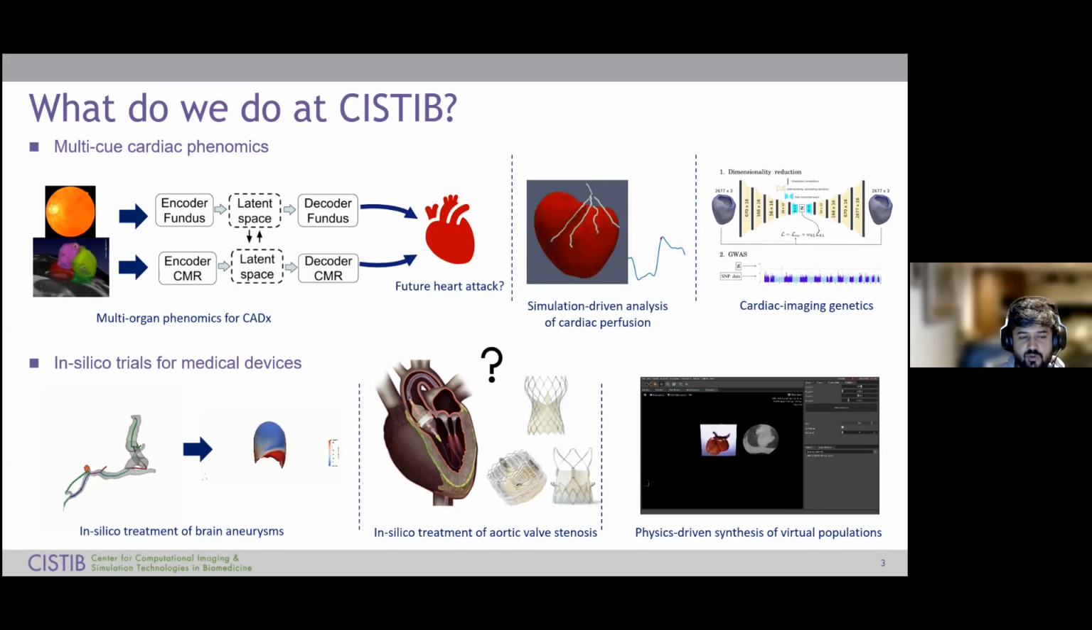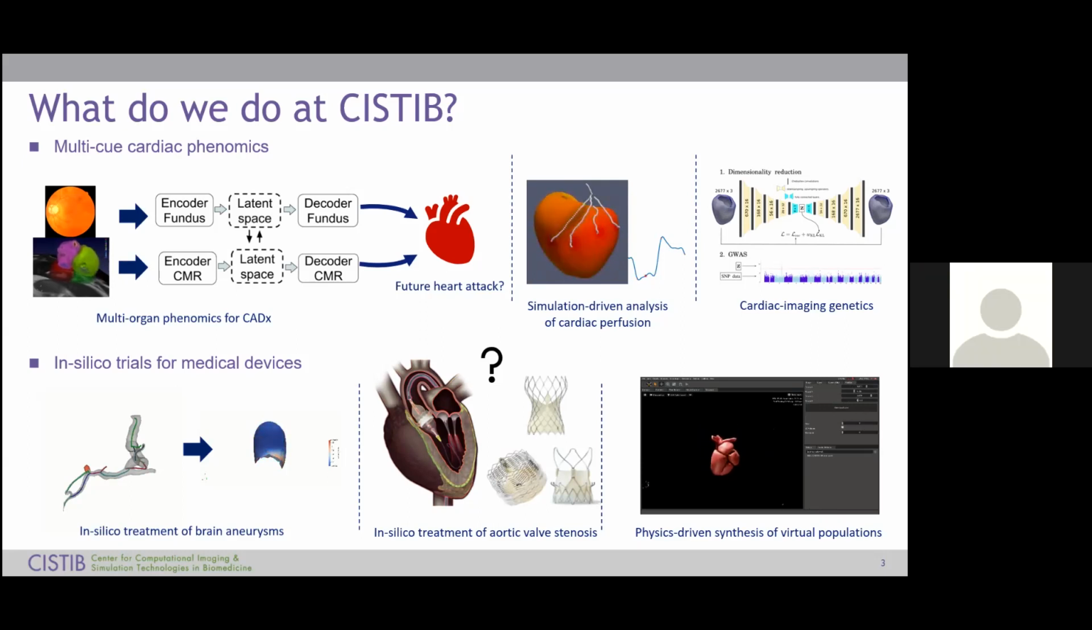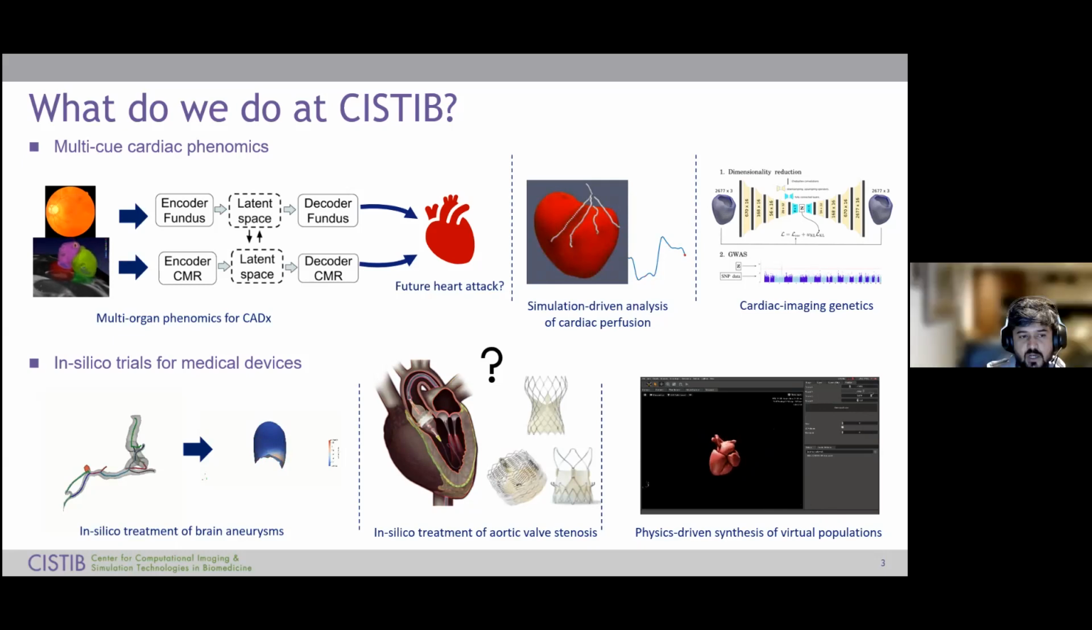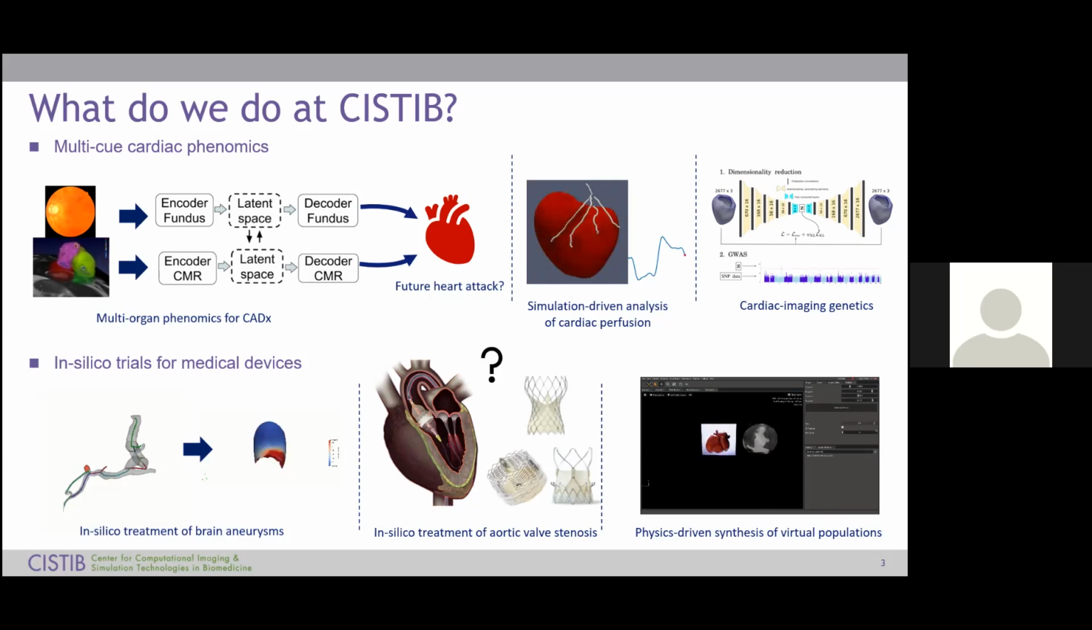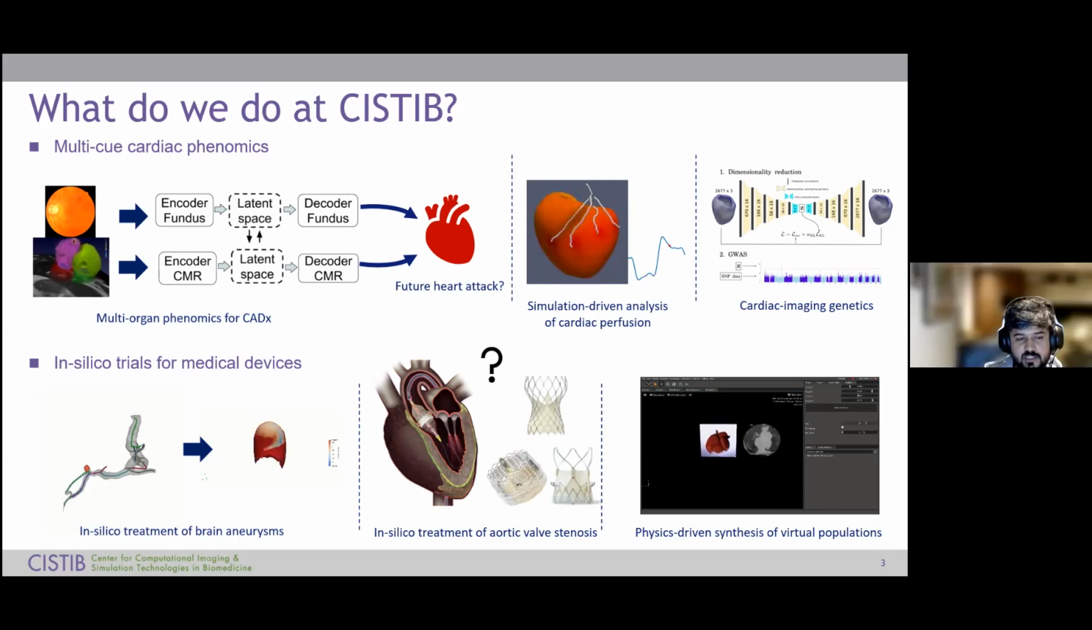So I'm going to give you a flavor for the first aspect of our research, where we look at predicting future chance of disease or future heart attacks in patients, and then also give you a flavor for how this paradigm of in silico trials and modeling interventions virtually can help accelerate the development and help improve the safety of medical devices.